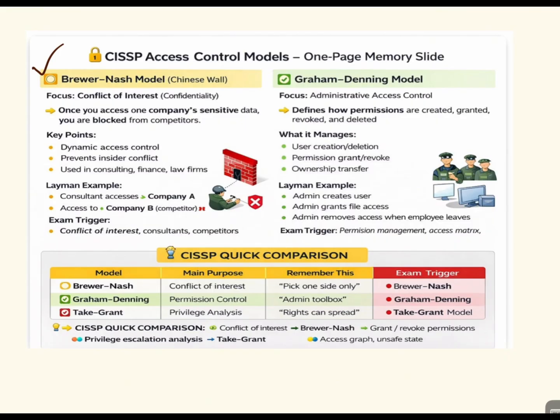Another example: a law firm lawyer works on client X. The lawyer cannot work on client Y if they compete with each other, right? Client X and client Y. So it prevents insider misuse. What it prevents: insider trading, biased consulting, conflict of interest. So the main focus is conflict of interest.